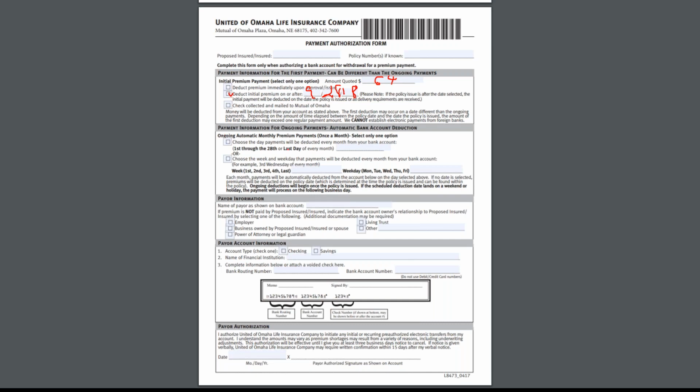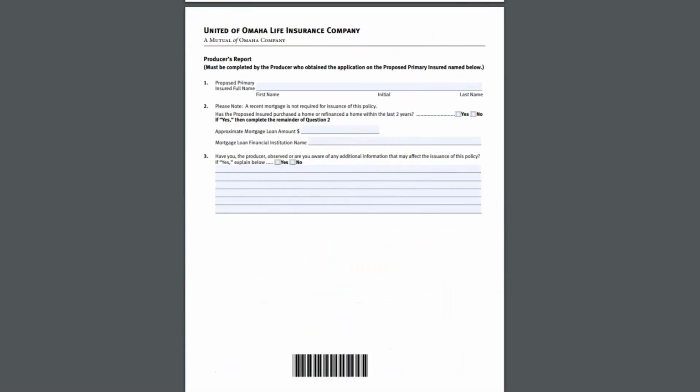And then when do they want the recurring date to be? Well, in this case, they want it to be on the 28th. And if they want it on a specified Wednesday, they can do that as well. And then, of course, this is the normal stuff. Payment information, the payer's name as it appears on the bank account, put in the checking or savings information, and make sure that they sign it. And I think the rest of these are just standard forms. Producer report, answer this.